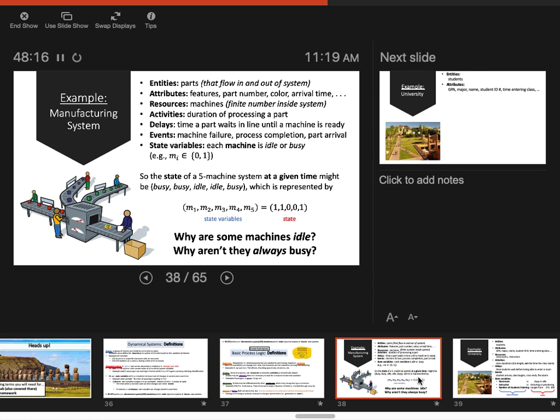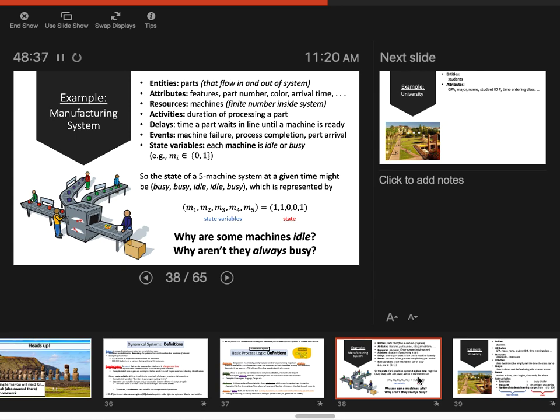To clarify, an example of a state variable would be that machine 1 is idle. Exactly. The state variable would be machine 1, and then idle or busy would be two different states.